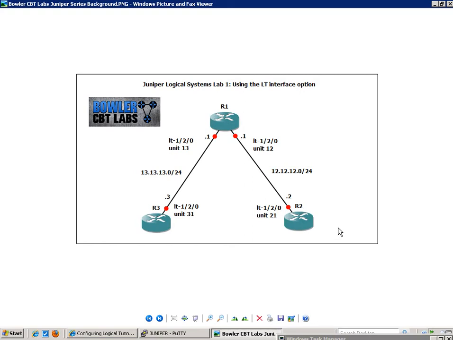So in this case, we have a lab, we have router 1, router 2, and router 3, but they all exist within one router. And so this gives us the power to create our own network topologies using multiple routers within one router. And then we're able to tie them together using the logical tunnel interface option.